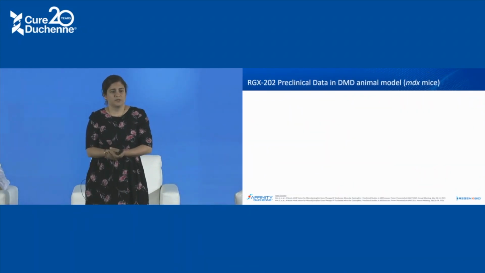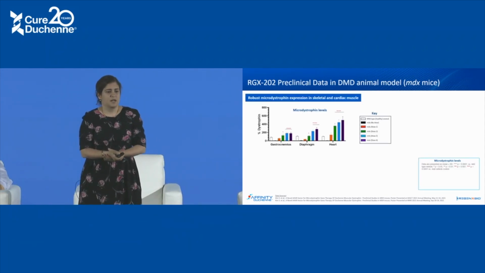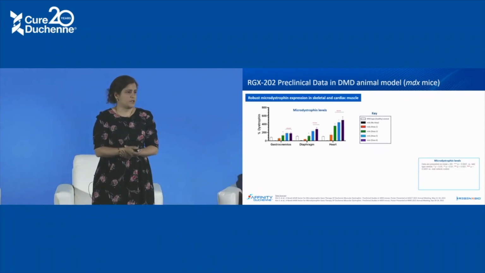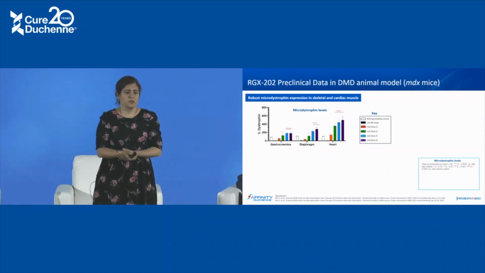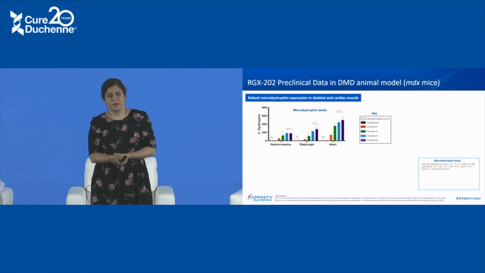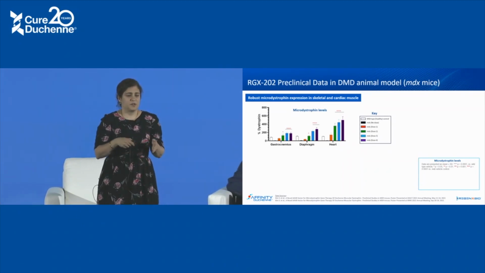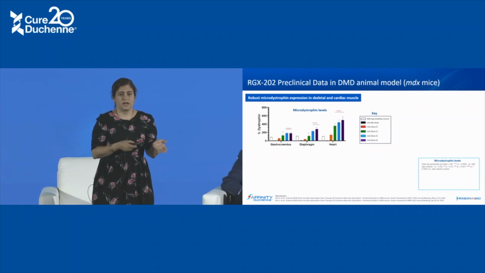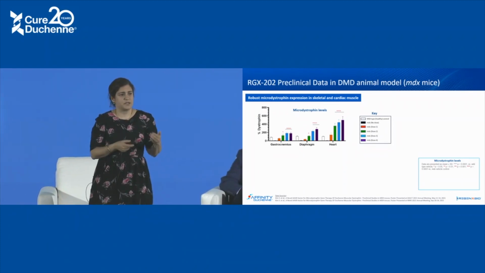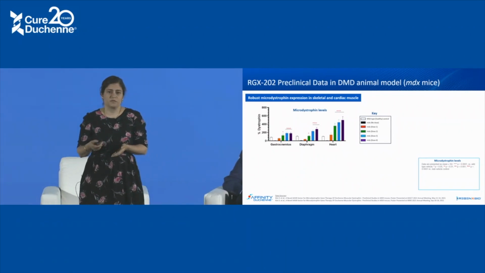We have preclinical data in the DMD animal model, which is known as the MDX mouse, that helped support our decision to move forward with human trials. So we have shown robust microdystrophin expression in skeletal and cardiac muscle. So we look at the amount of microdystrophin in the gastrocnemius or calf muscles, the diaphragm, and the heart. And with increasing doses of RGX-202, we see greater levels of microdystrophin expression.